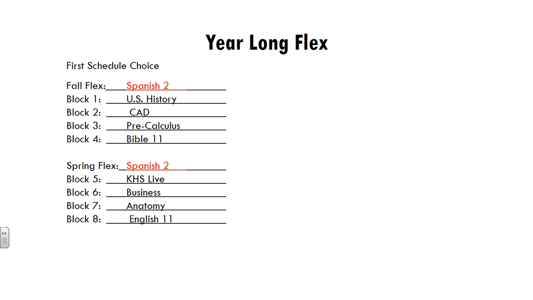Because Flex Block is really the trickiest part of the registration form, let's just look at a few samples. This is a schedule that has elected to have a year-long course in Flex Block. If you look at the block grid for Spanish 2, you'll see that Flex is shaded gray. This is because Spanish 2 in Flex runs all year long. Again, all the block classes that run all year are shaded gray.